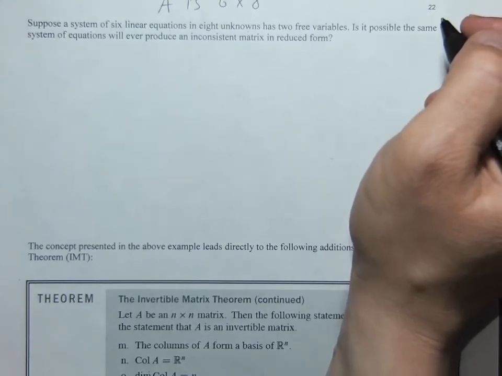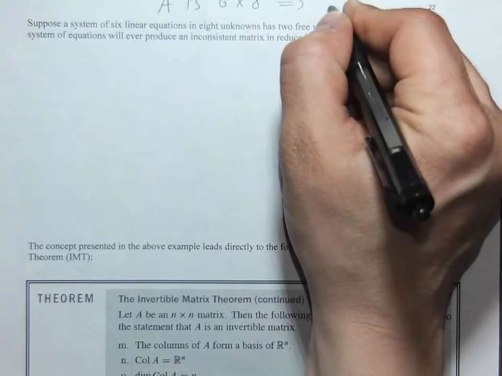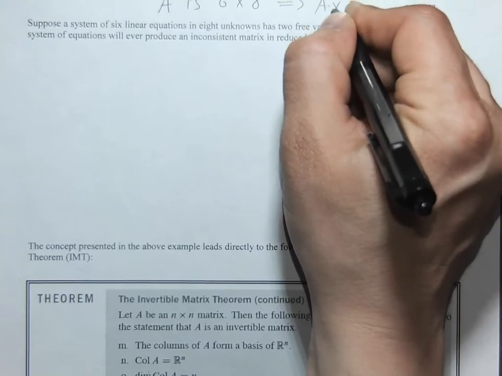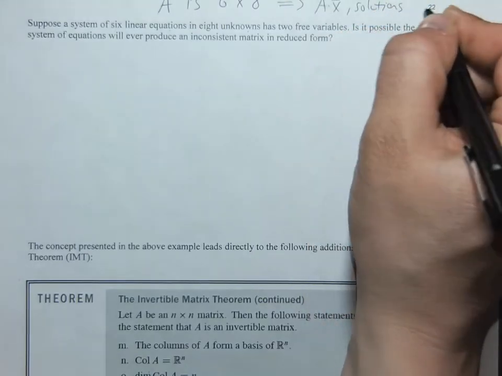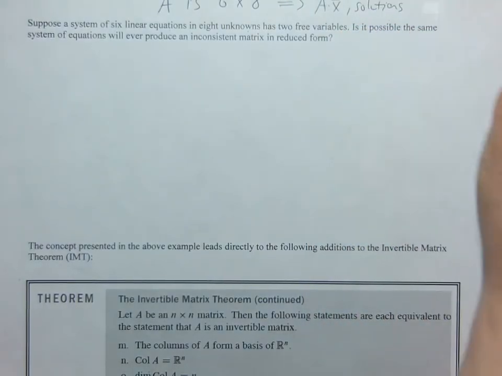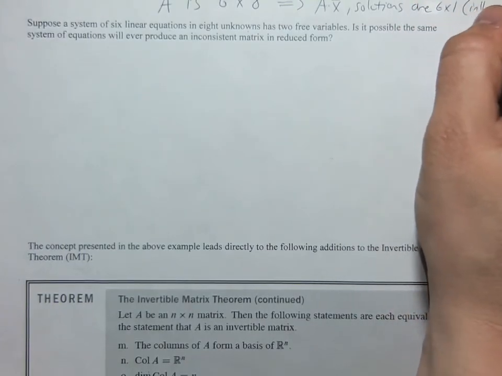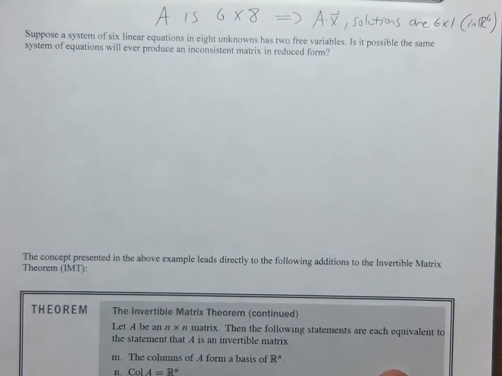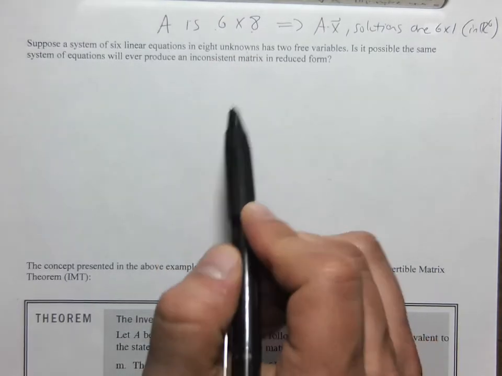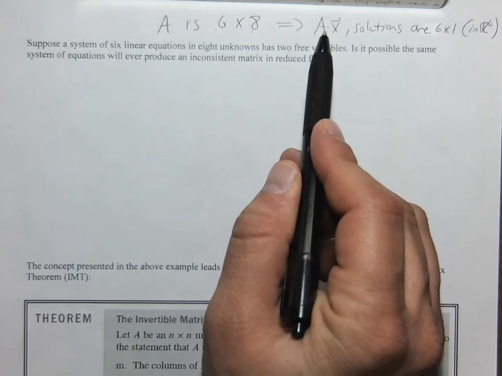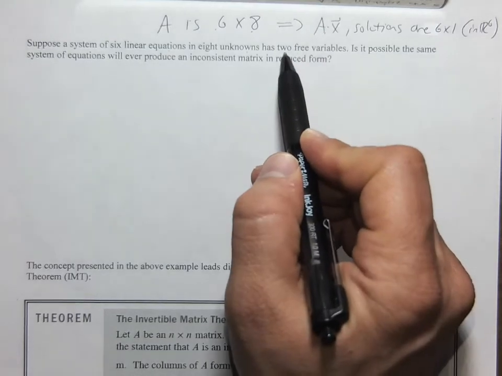And so when you multiply it by a vector, it becomes a 6 by 1. So when you multiply A by X, the solutions are 6 by 1. In other words, they're in R6. Sorry, I didn't realize I was off screen. Hope you can see that. Right, so 6 equations and 8 unknowns means we have a 6 by 8 matrix, and when we do A times some vector, it produces a 6 by 1. We're being told we have 2 free variables.